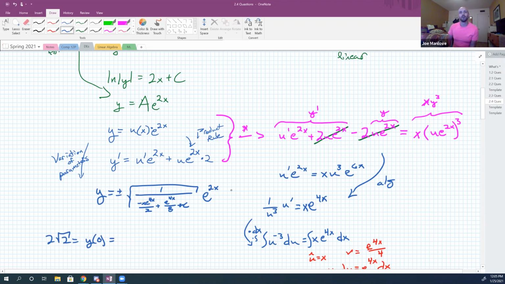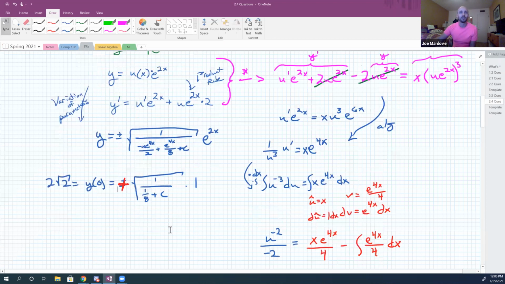I'll talk about what I thought was going to be the problem here in a second. So I know that 2 root 2 should be y of 0. So if I take that and plug it in here, right, I'm going to have plus or minus the square root of 1 over, let's see, that's going to be 1 over 8 plus c times 1. Everybody with me on that? Okay, and then I can tell that I needed to pick the positive square root. So I know that this has to be the positive square root for this to work. And then you can figure out what c is here.